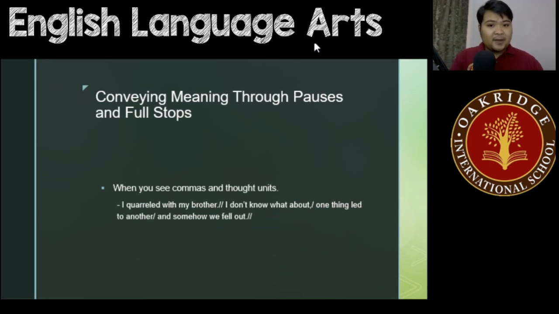So these are the different ways you use pauses and stops when you are reading, when you are speaking. Again, they are used for different uses. So one is to address persons directly, another is for appositives, and the other is for grouping thought units. And this ends our lesson for conveying meaning through pauses and full stops.